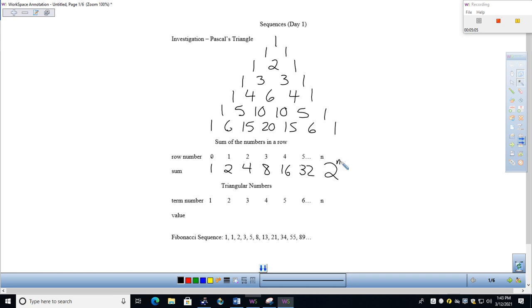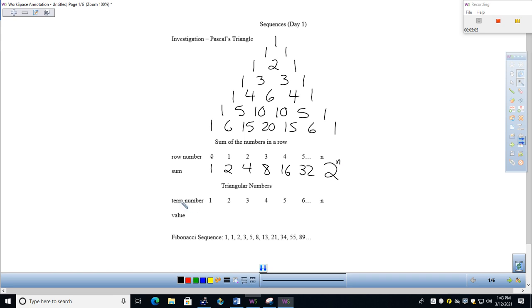So you could see right off the bat, if I gave you any row number, 10th row, 100th row, whatever the case may be, you could plug that in right here as an input and come up with the output. And in this case, the output would represent the sum of the numbers in that row. All right? Input, output. Algebraic expression representing the output given any particular input. All right. Very good. Let's move on to the next one.